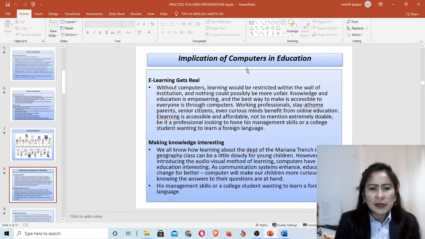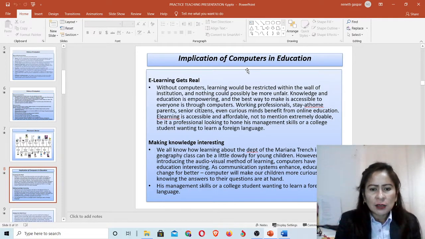Making knowledge interesting. We all know how learning about the depth of the Mariana Trench in geography class can be a little dowdy for young children. However, by introducing audiovisual methods of learning, computers have made education interesting. As a communication system, enhanced education will change for the better. Computers will make our children more curious, knowing the answers to their questions are at hand.